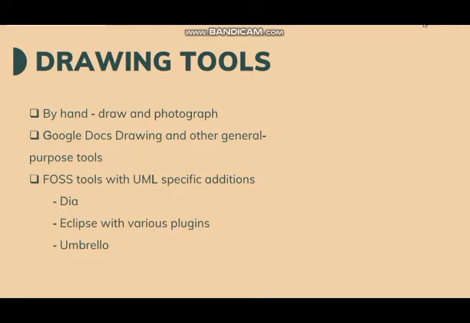Let's talk about types of tools that we can use to draw UML activity diagrams. A simple way is to draw the diagrams by hand on paper. If we need a digital copy, we can simply use a camera, such as the type of camera in your cell phone, to make a digital image. Some more professional looking results can be obtained by using a drawing program, Google Docs Drawing, and other general purpose tools, and tools with UML specific additions, such as Dia, Eclipse with various plugins, and Umbrello.